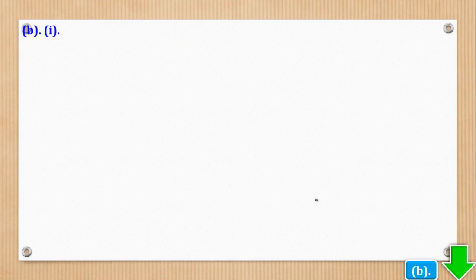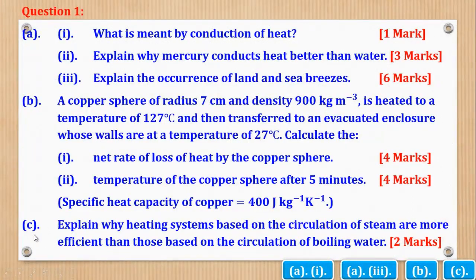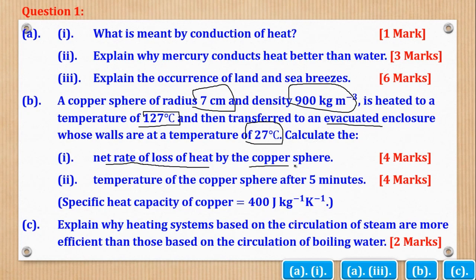Now we shall go to part B Roman 1. It says that a copper sphere of radius 7 centimeters and density 900 kilograms per meter cubed is heated to a temperature of 127 degrees Celsius, and then transferred to an evacuated enclosure whose walls are at a temperature of 27 degrees Celsius. Calculate (i) the net rate of loss of heat by the copper sphere.